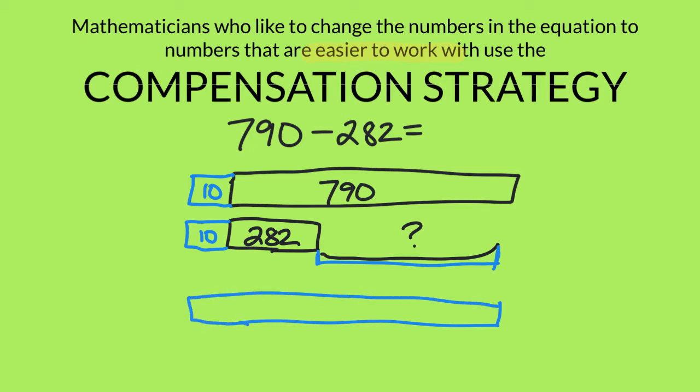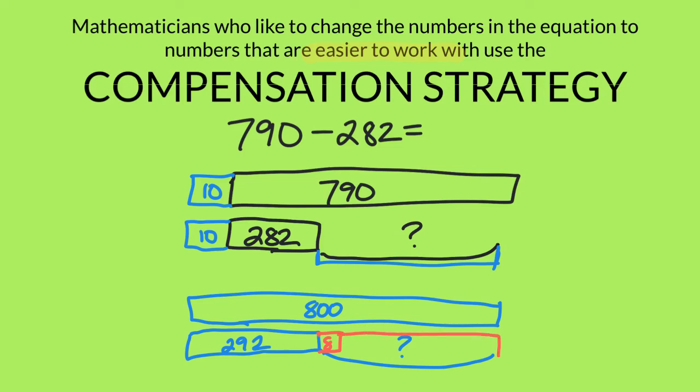Now I have 800, and I'm going to subtract 292. I still want to be able to know the difference between them. So first, I'm going to add on 8 because that gets me up to 300. And then I just add on 500 more. So very quickly and easily in my head, I can see that the difference between 790 and 282 is 508.